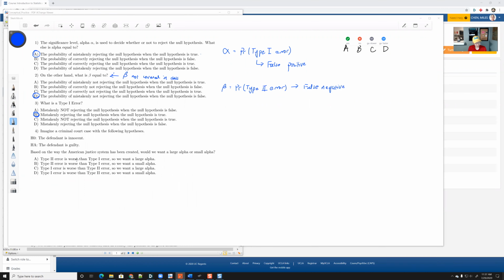Based on the way that the American justice system has been created, which we recognize has not fully been realized, but this is the kind of system that we strive for and hope for, do we want a large alpha or a small alpha? Go ahead and think of your answer. Is the type 1 or the type 2 error worse? And based on that, do we want a large alpha or small alpha? Think about that, and then in a moment I'll have us all click the yes, no, slower, or faster buttons for A, B, C, or D.